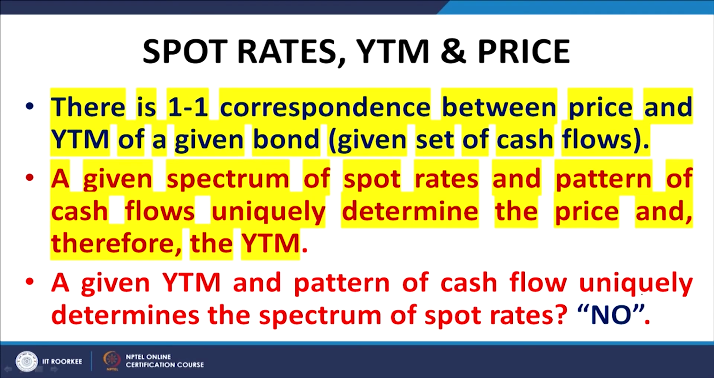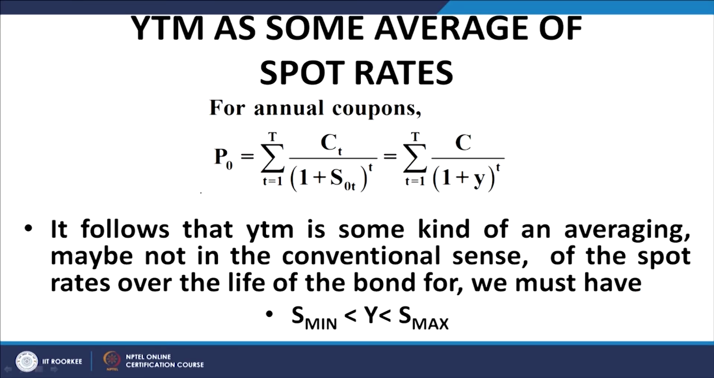Let us look at this relationship a little bit further. I have so far alluded to the one-to-one correspondence between the market price and the YTM. Now, the market price also can be worked out on the basis of the spectrum of spot rates, let alone the YTM. If I am given the spectrum of spot rates, I can also work out the market price. Let us go back to that formula. If you look at the first part of this formula, you can work out the price on the basis of the spectrum of market spot rates and the pattern of cash flows.